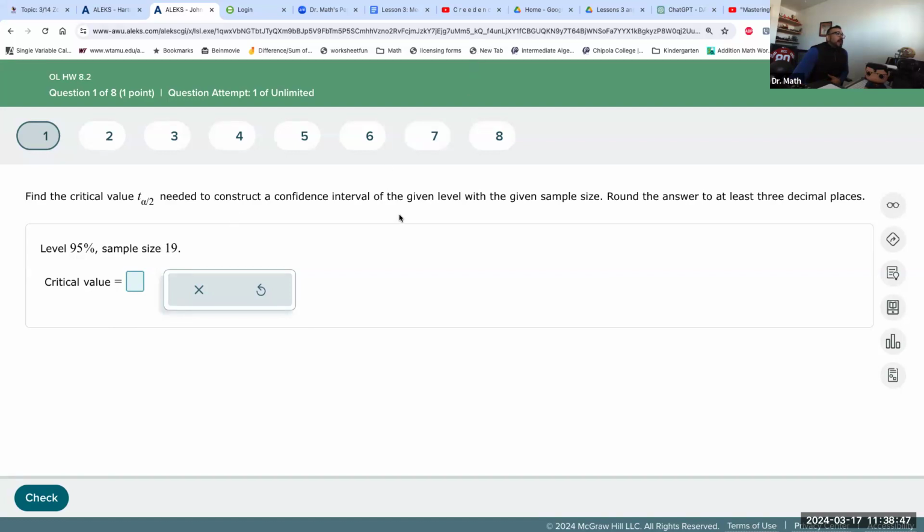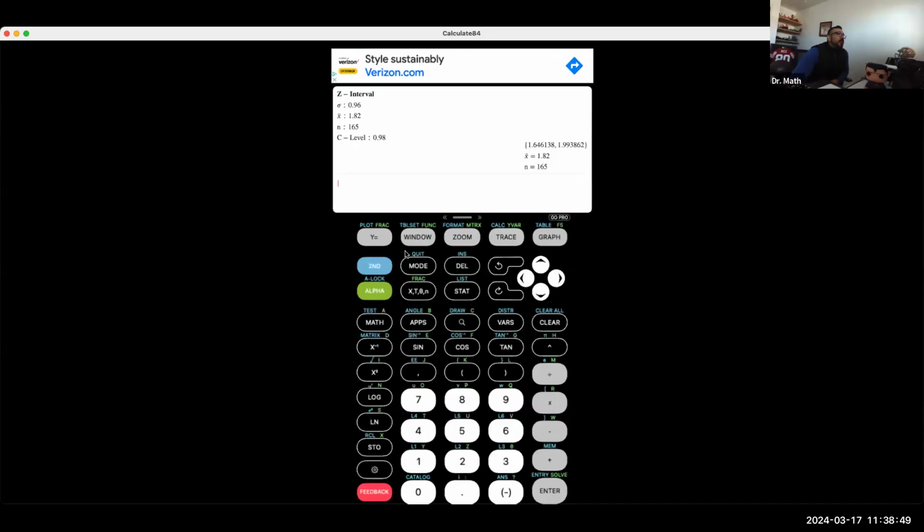So if I go into my calculator here, we're going to go to stat test, and we are going to go down to Z interval and T interval. So these are the programs that are going to give us intervals, the confidence intervals. But right now we're not there yet. And that's a mistake I see people making, is they're trying to use this for this question.